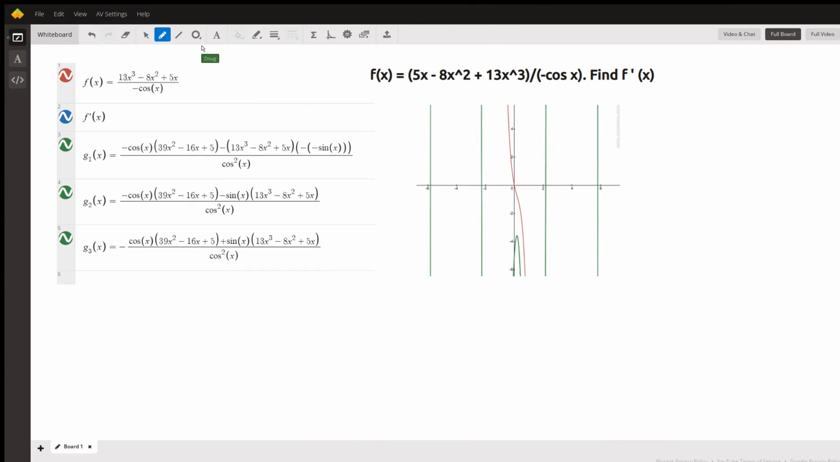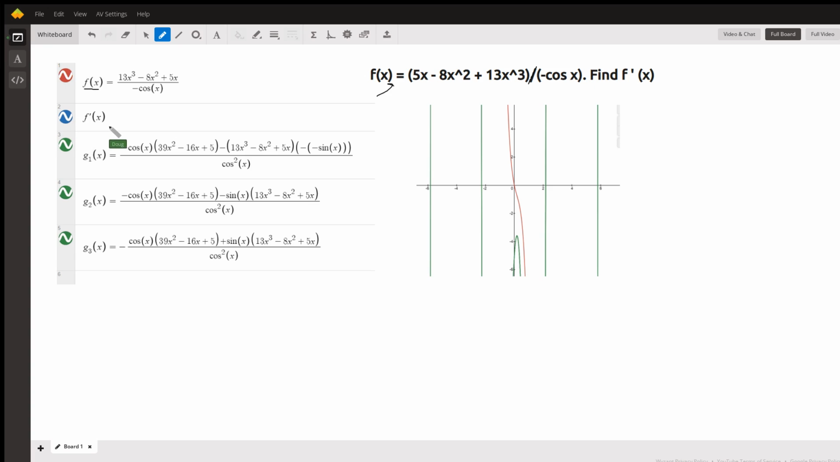Okay, this is a straightforward problem. You're given a function and you're asked to find the derivative, and since it's a fraction, with variables in the numerator and the denominator, we'll have to use the quotient rule. Now I rewrote f of x over here, putting the numerator in descending order. Not necessary, but that's what I chose to do. So that's the red graph.